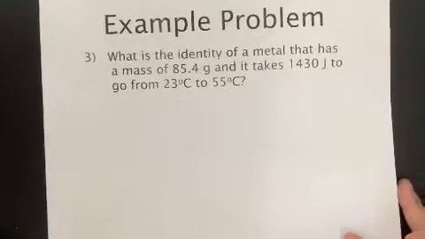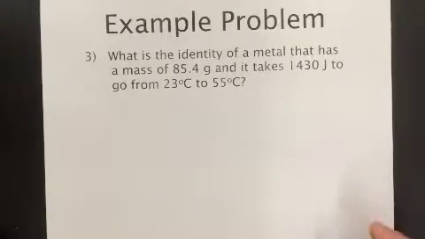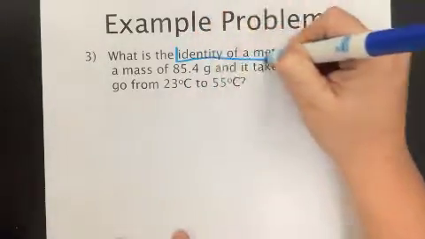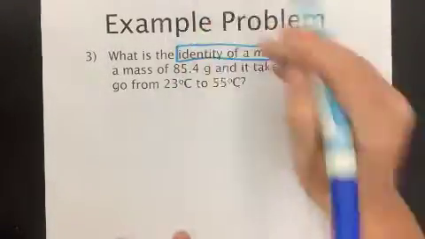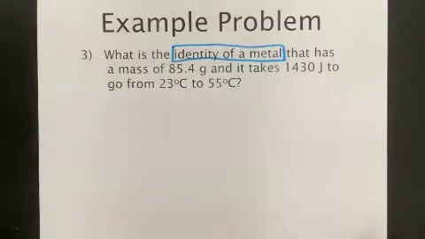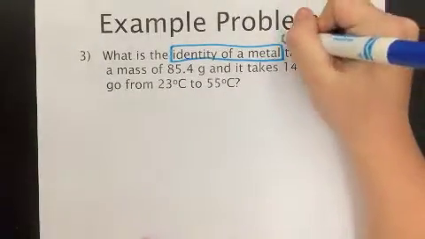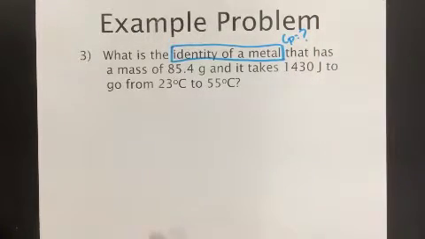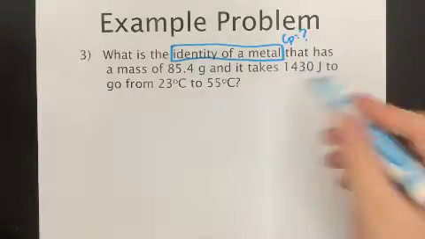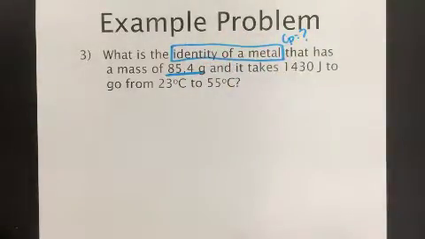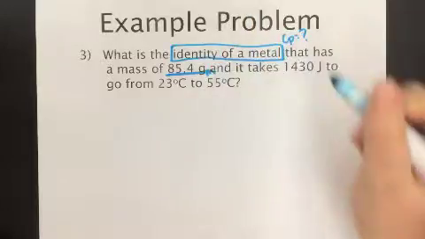Okay, so one last example and then we're done. This one doesn't necessarily ask for a number. It asks for the identity of a metal. So whenever I ask for the identity of a metal, there's only one way, using the equation that we're using, that can help you do that. And that is to find its Cp. So if you can find the Cp, you can match it up and find what metal it's talking about. So that's what we're looking for. Has a mass of 85.4 grams. So this is our m.